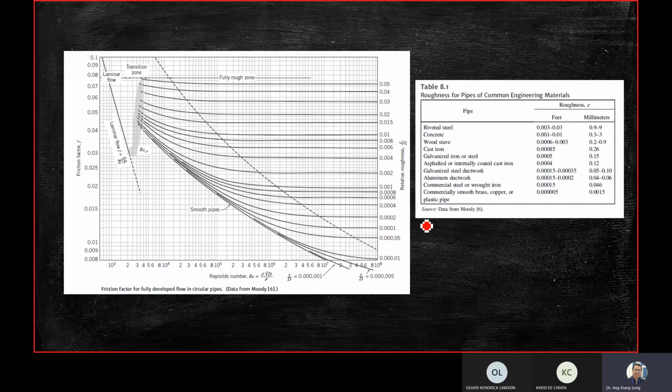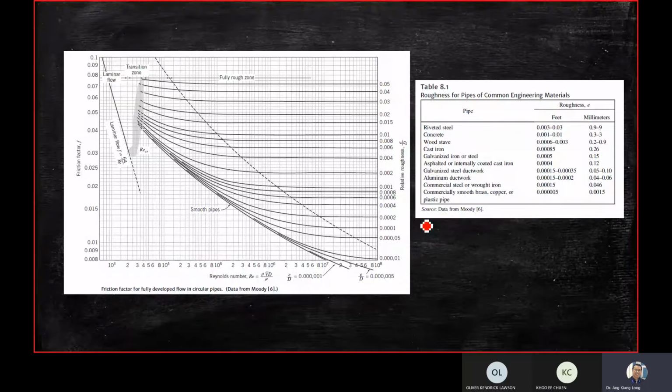So have you seen this chart before, Ku and Oliver, in other modules? No, first time. Okay, first time. So this graph is called the Moody Chart.